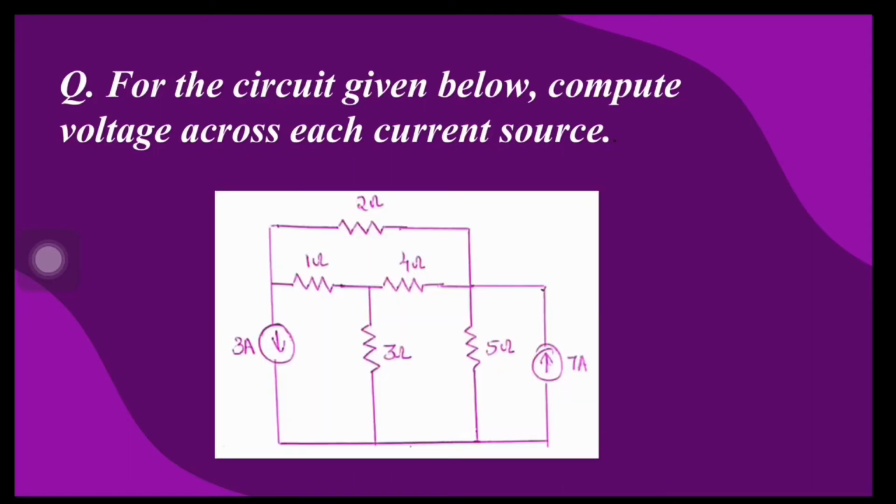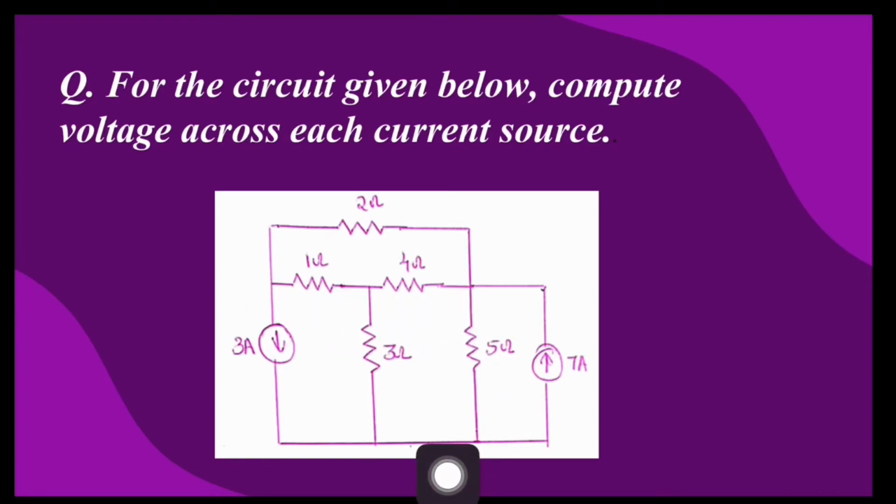Here we have two current sources, 3 amperes and 7 amperes. The voltages across these two current sources are to be determined. For performing nodal analysis in the network, first we are supposed to identify all nodes present in the network. How many nodes are there? Any idea? Here we have 4 nodes. This is our first node, second node, third node and fourth node.